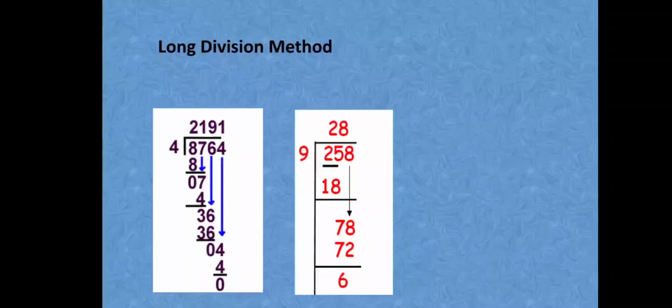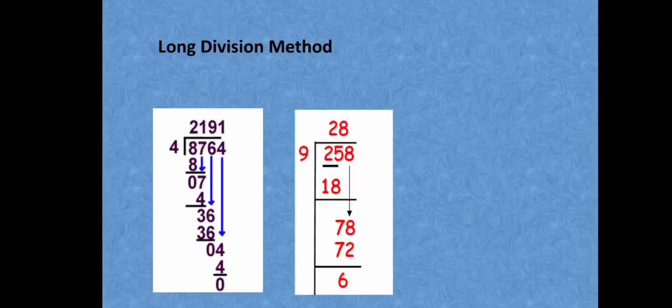The next digit, on the tens place, is 6. It will come down. Now we have the number 36, which is exactly divisible by 4, 9 times. Now the last digit is 4, which is divisible by 4, 1 time. So 4 ones are 4, and here we are left with 0 remainder. So here the quotient is 2191. This is the answer of this division.